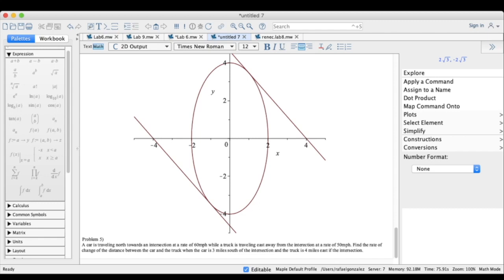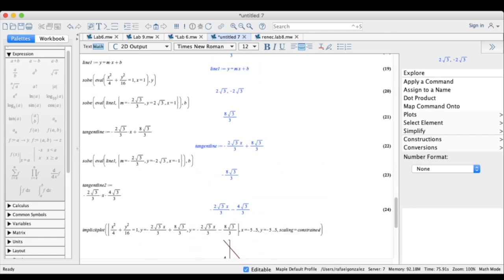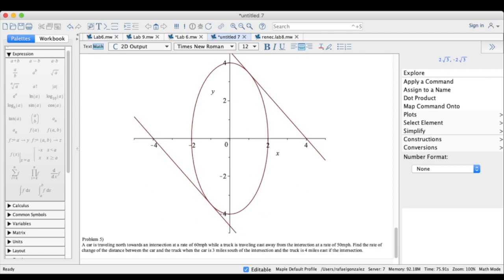So you just be careful when doing this. But your picture should look something like this when you do your problem.